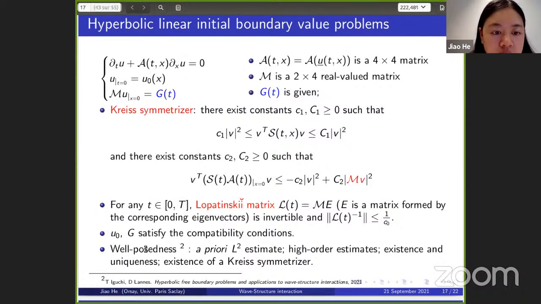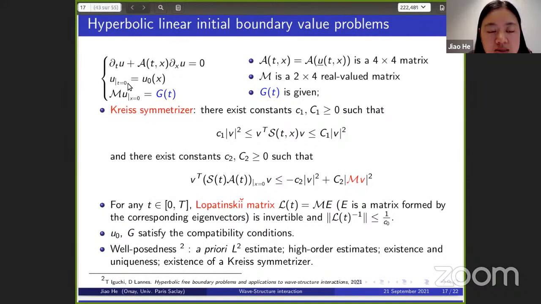And with all this hypothesis, we can prove a local robustness result of this hyperbolic initial boundary value problem. We first do an a priori L2 estimate, and then we do a high order estimate, and then prove the existence and the uniqueness of the solution. And we prove existence of the Chris symmetrizer, and this result can be found in the article of Iguchi and David Lannes.